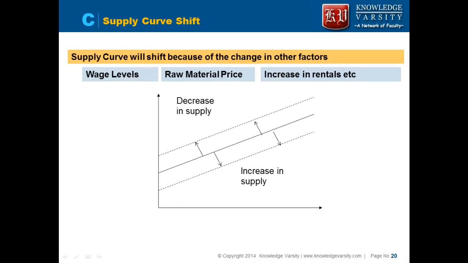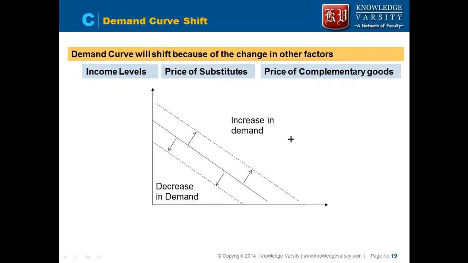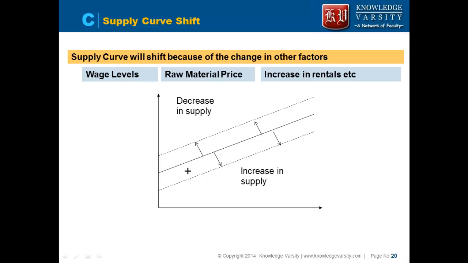Similarly, you observe shifts in the supply curve. It happens because of changes in the wage level, raw material prices, increase in rents, etc. It will decrease or increase. So see, left is your decrease and right is your increase in supply. Similarly, when the demand curve shifts to the right, demand increases. When you shift to the left, demand decreases.